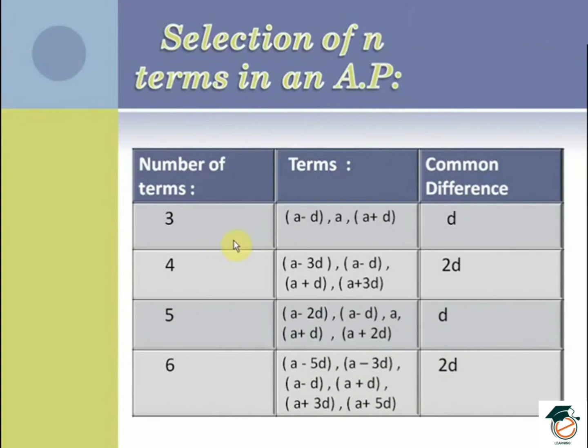Now why are we doing so? Why are we selecting such terms? The reason behind this is, if we add all these terms, we see that d gets cancelled and what we get is the sum only in terms of a, and that makes the problem very easy to solve. Similarly, if you look at all these 4 terms and add them, d gets cancelled and it becomes 4a. That is, the sum is only in terms of a, and so again the problem becomes very easy, and that is the reason why we select such terms.